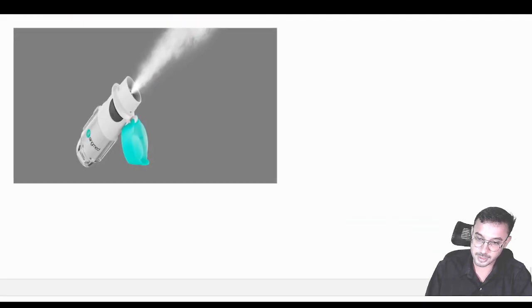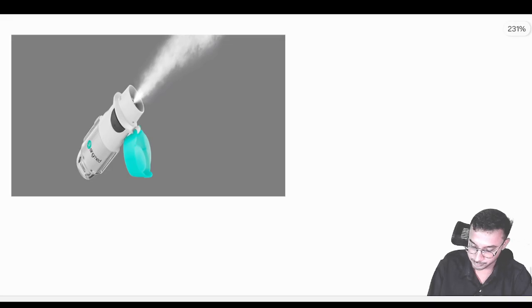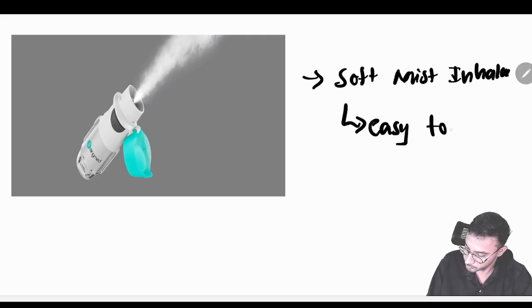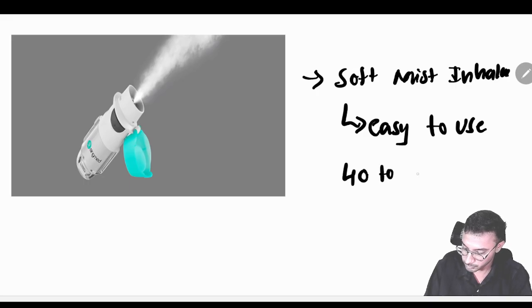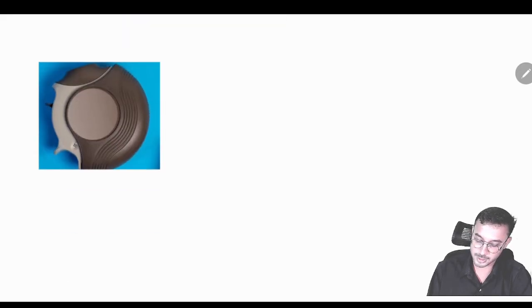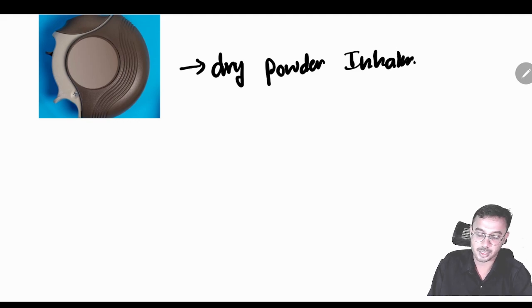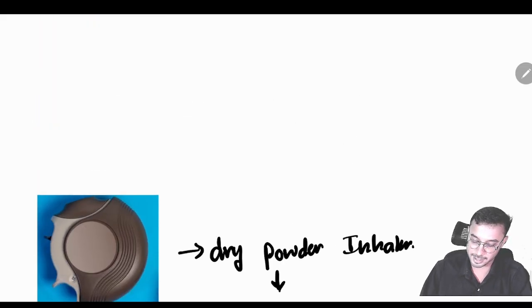So what is this? This is a soft mist inhaler. Okay, this is easy to use. How much can it deliver? 40 to 50% of the drug, right? And what is this? This is a dry powder inhaler. How much drug can the dry powder inhaler deliver? Only 20 to 40%. So the best is DPI, dry powder inhaler.